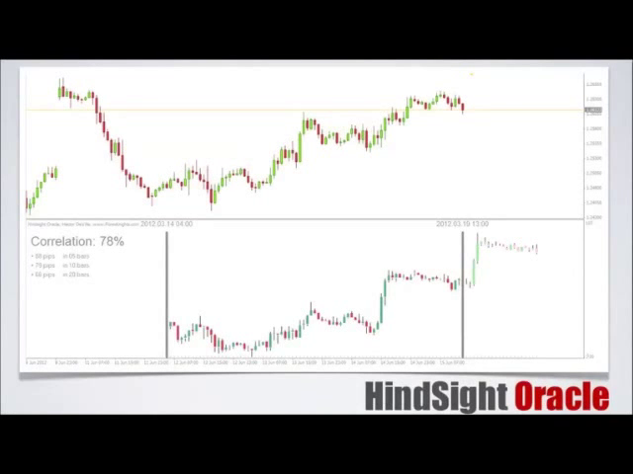Okay, let's move on to the Hindsight Oracle indicator, which is probably the most unique in its approach. Firstly, I would like to define the core elements of this indicator, and then we'll move on to MetaTrader and play around with the indicator, okay?